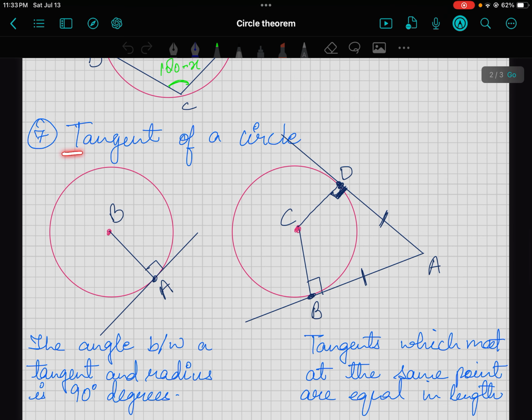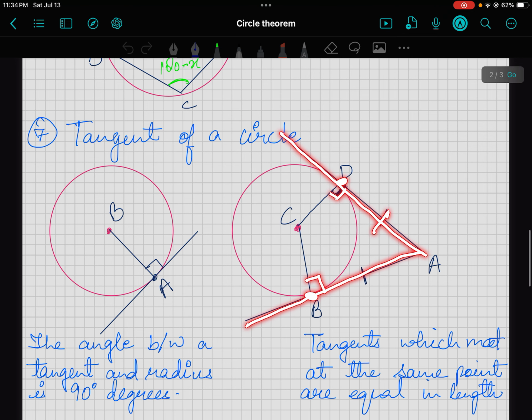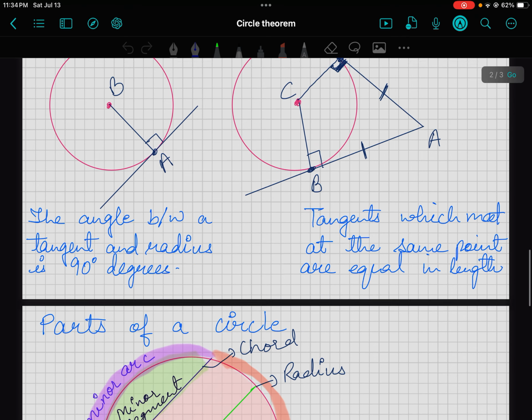Now, what is a tangent of a circle? A tangent is a line touching the circle at one point. It always makes an angle of 90 degrees with the radius. When two tangents are drawn from a point outside the circle, touching the circle at two different points, A, B and D, the length of these two tangents is the same. That is, A to D the length is the same and A to B the length is the same.